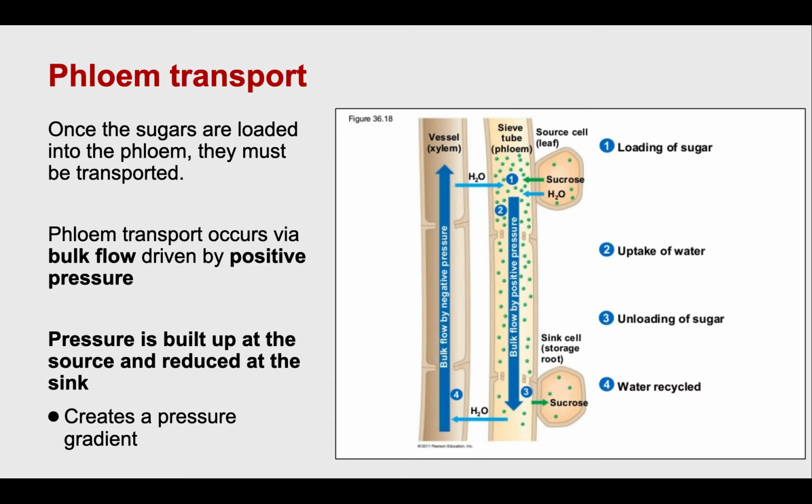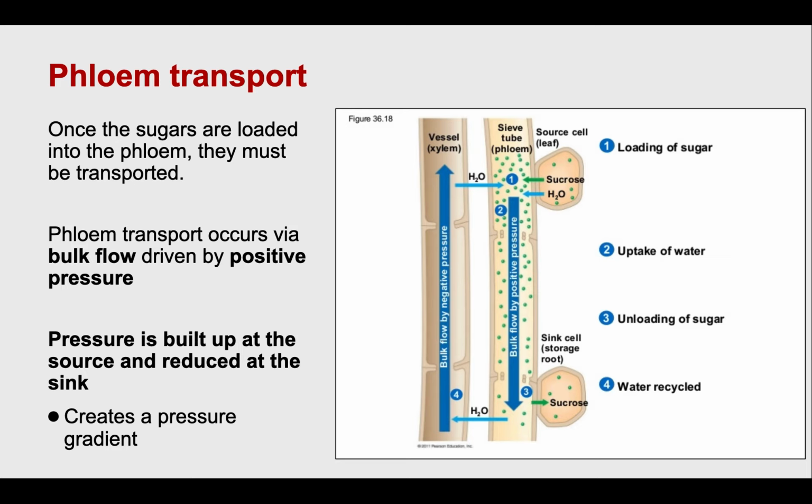The actual transport itself is going to move via bulk flow. So it's going to be driven by pressure gradients. Essentially, pressure is built up at the top. We have a lot of solutes in there, and due to osmosis, water is going to want to come in and try to equalize the water molecule to solute molecule ratio. That's going to exert a lot of pressure on these cells, which causes pressure to build up at the top. And at the bottom where we don't have as many solutes, we don't have as much water entering into our cell, which means that it has lower pressure. So a buildup of pressure is driving movement via bulk flow. So the pressure gradient is key here.